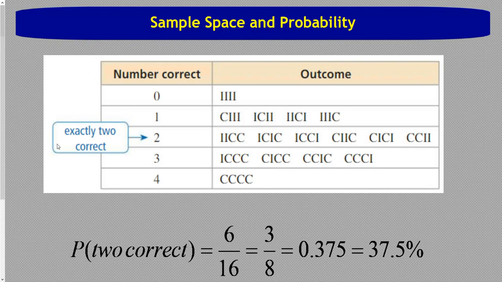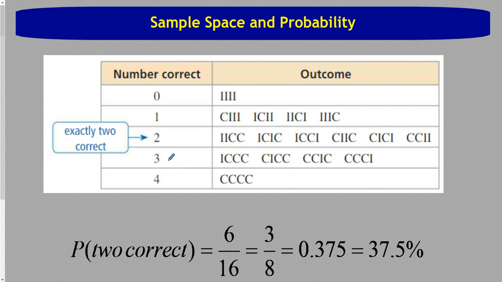We're using I's and C's for incorrect and correct. So incorrect, all 4 of them, means obviously 0 correct. There's only one way to do that, right? To get 1 answer correct, there are 4 ways to do that. You could get the first one right, or the second one right, or the third one right, or the fourth one right. It gets more complicated when we start talking about 2 correct. She could be wrong, wrong, right, right; wrong, right, wrong, right; wrong, right, right, wrong; right, wrong, wrong, right; right, wrong, right, wrong; or right, right, wrong, wrong. Those are the 6 ways that you could get 2 questions correct.